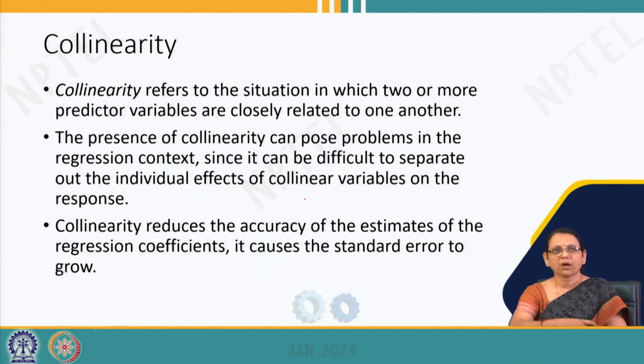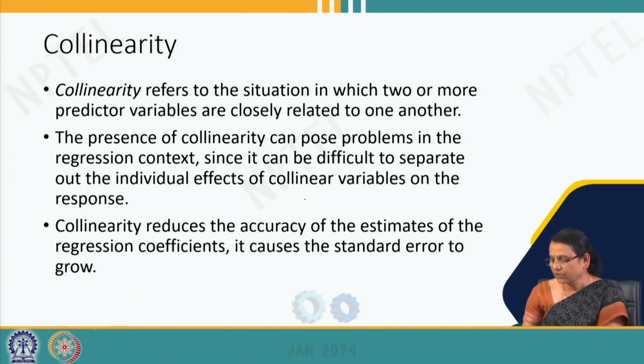The next problem is collinearity. Collinearity refers to the situation in which two or more predictor variables are closely related to one another. The presence of collinearity can pose problems in the regression context, since it can be difficult to separate out the individual effects of collinear variables, because they basically indicate the same thing. So, collinearity reduces the accuracy of the estimates of the regression coefficients. It causes the standard error to grow.